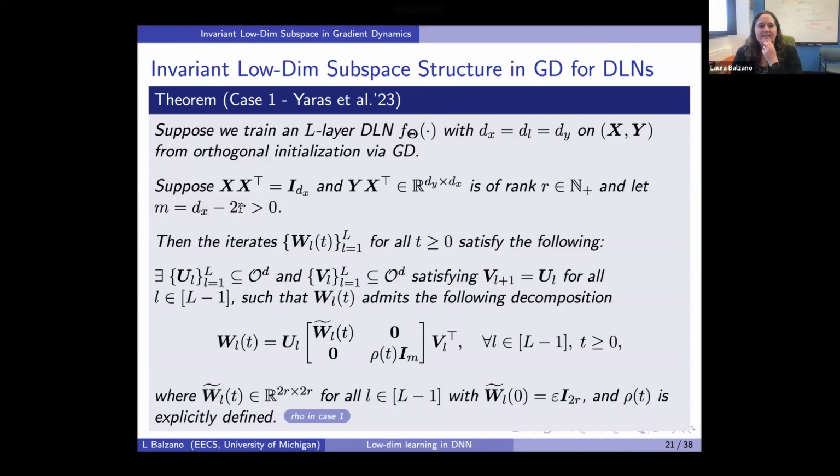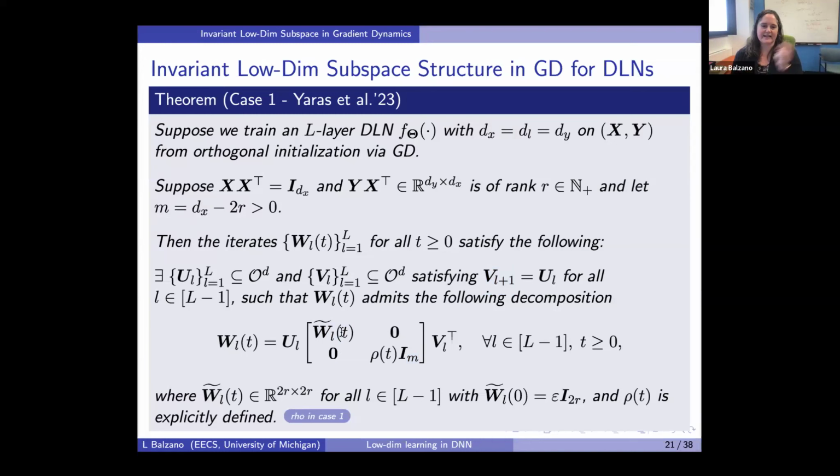In this setting, the iterates of gradient descent for all those L weight matrices, over all time, satisfy this decomposition. Each one of those WL can be decomposed as follows. There's a UL and a VL that are orthogonal matrices on either side. Critically, UL for one layer is equal to VL plus 1 at the next layer, so when they're multiplied, that's identity. In the middle, we have a 2R by 2R block that you can think of as arbitrary. And then the bottom M by M block is a diagonal matrix with all the same values, rho of T. Rho of T is changing with iterations, but it's explicitly defined.